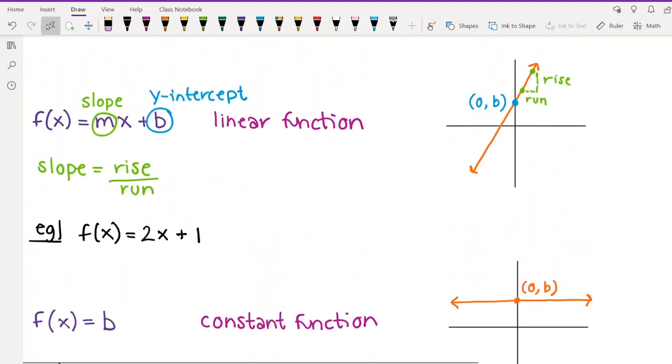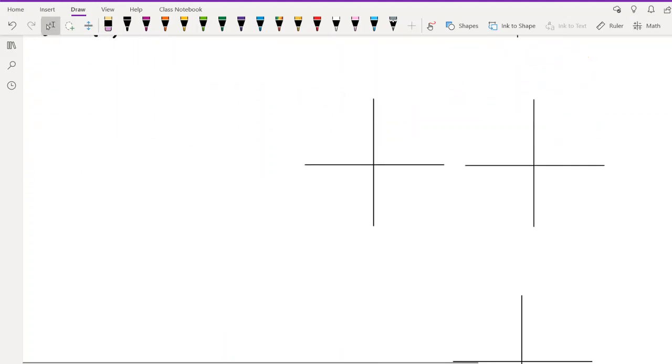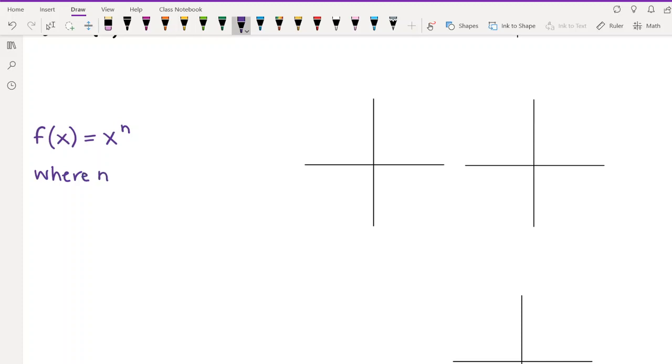Okay, let's look at the next one. The next type of function I want to talk about, and this one we're going to spend a little bit more time on, is a function where you have x raised to some number n. Specifically, when I write n, n represents a positive whole number.